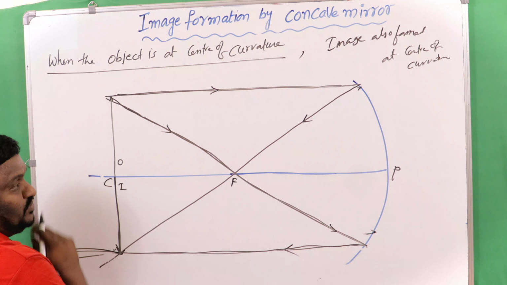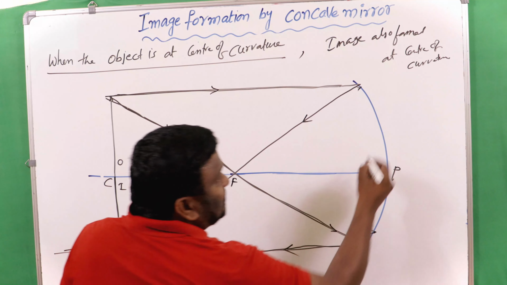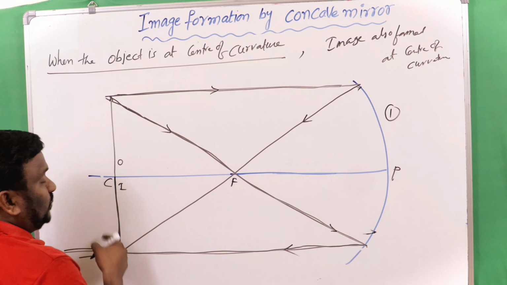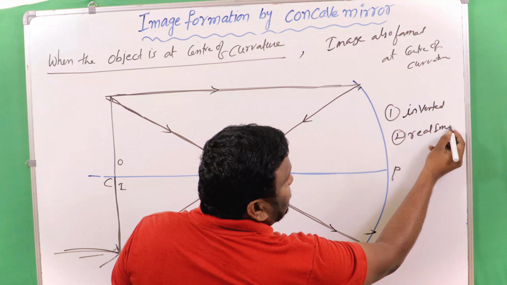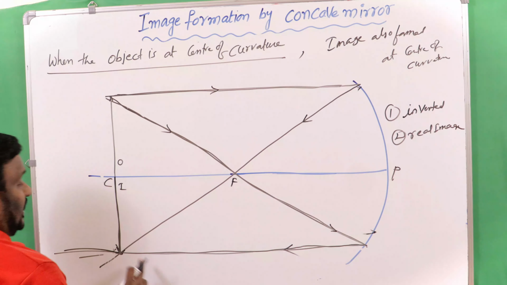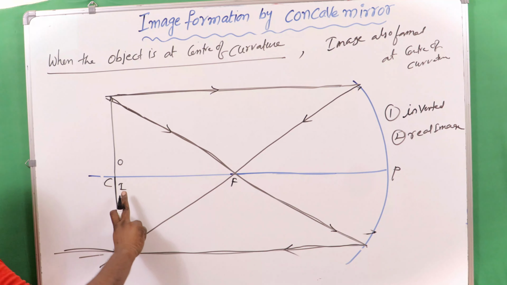Image is also formed at the center of curvature. What is the nature of the image? As usual, it is inverted, and second, it is a real image. The size of the image is the same as the object. The size of the image must be equal to the size of the object. So that is what I have to write: size of the image is equal to the size of the object.